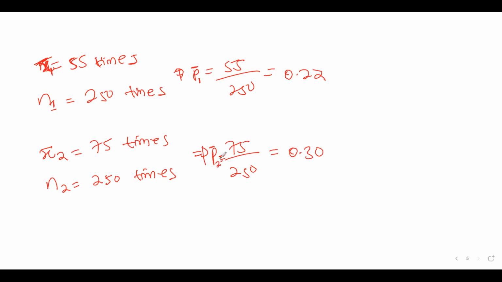Now, the null hypothesis says that the new unit, that is machine 1 or unit 1, is not better than the old unit. The question said they want to test the null hypothesis that the new unit is not better than the old unit. That's the null hypothesis.